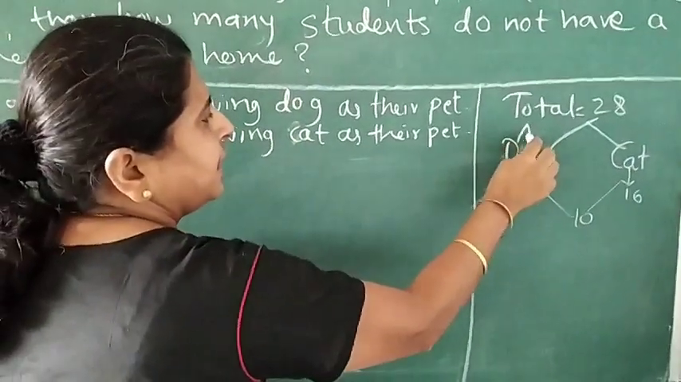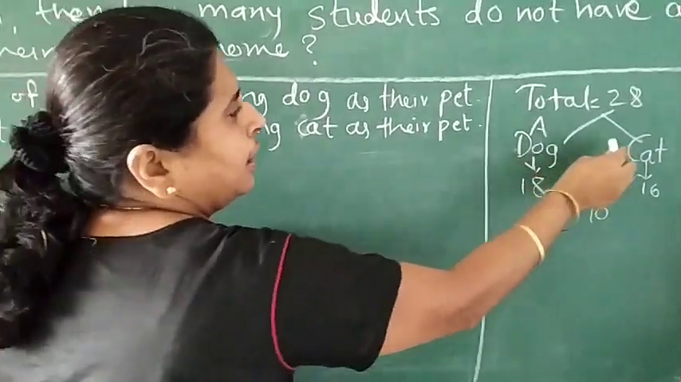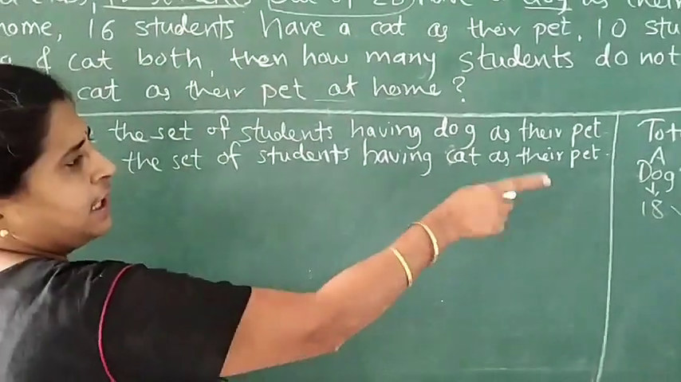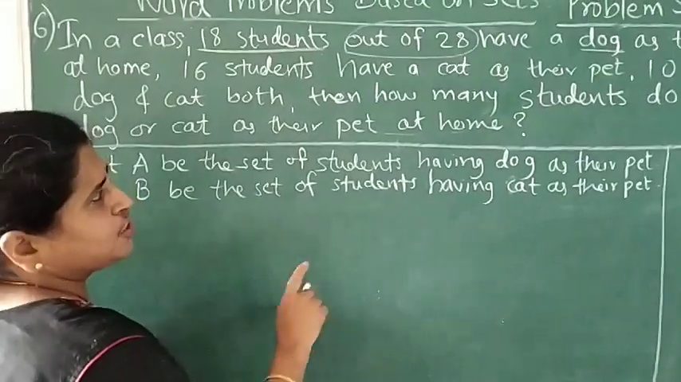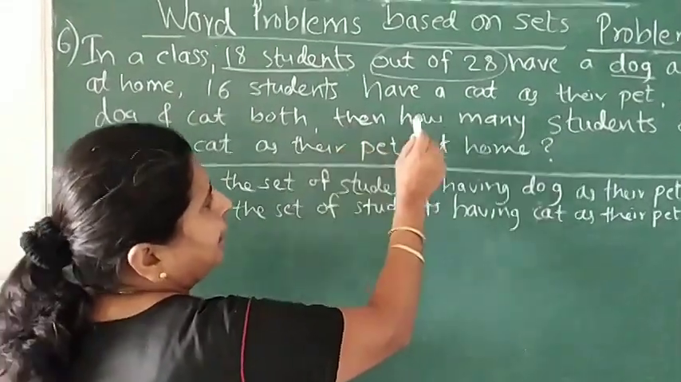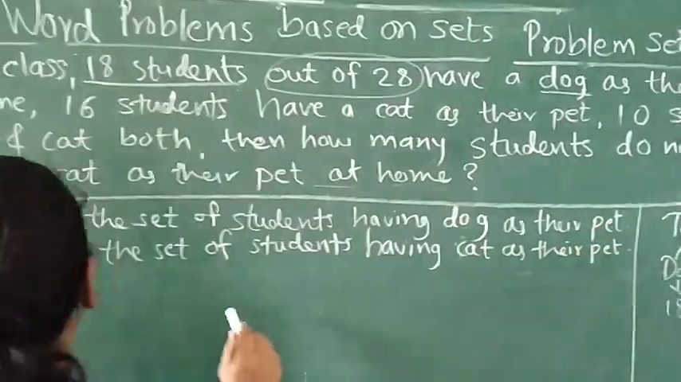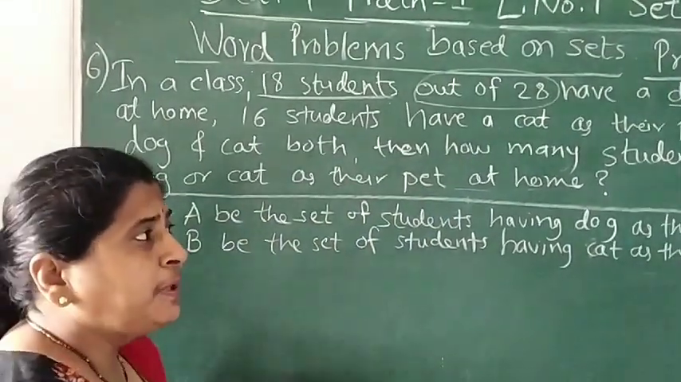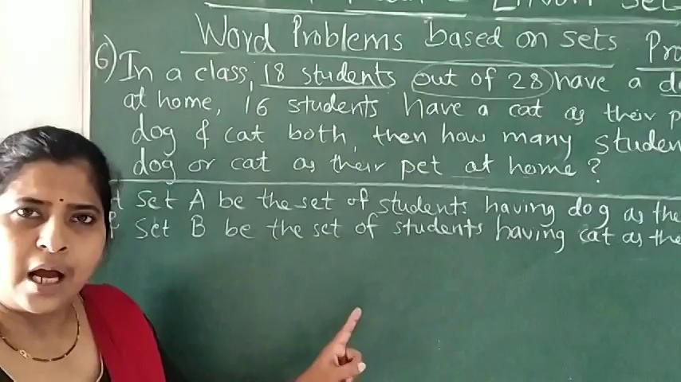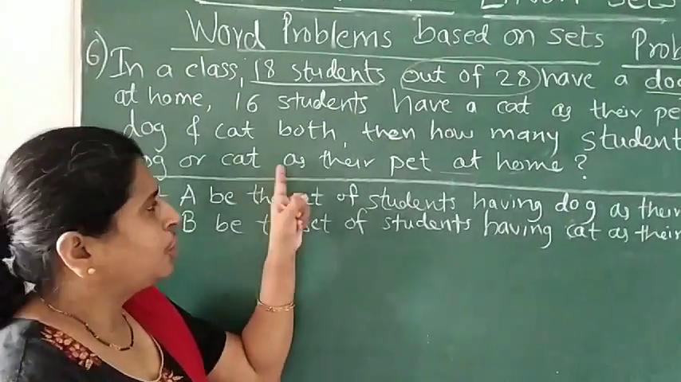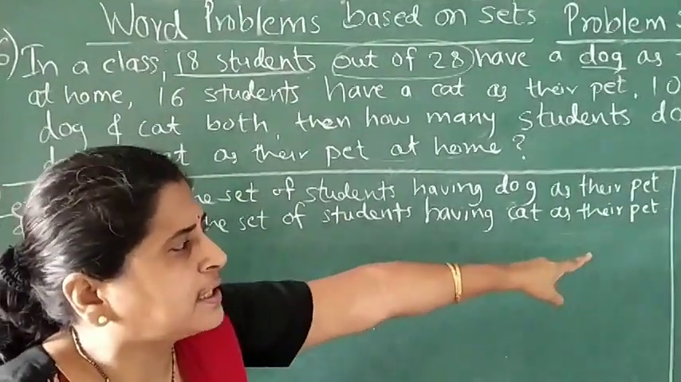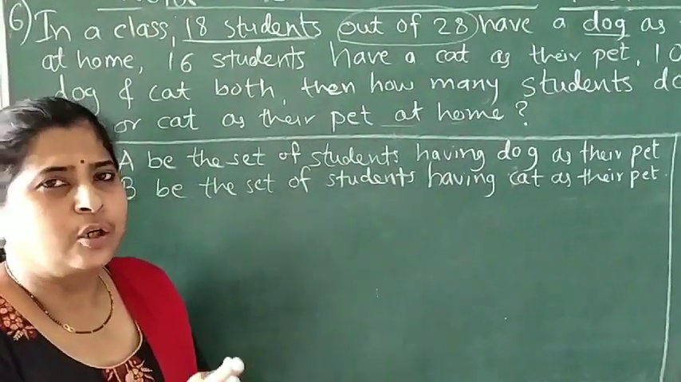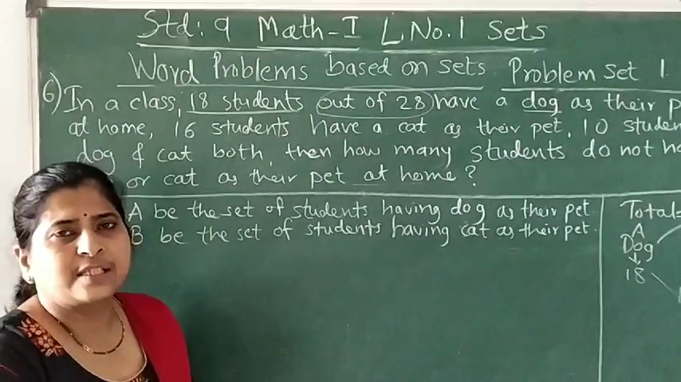So if we say set A is the set of students having a dog and set B is the set of students having a cat, then 10 are the common elements, common students. Now what we have to find: how many students do not have a dog or cat as their pet at home? It means some students are neither having a dog nor a cat, so they do not belong to set A nor B.